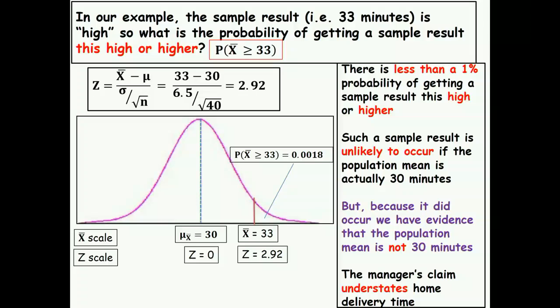He said 30 minutes, but probably it could be 32 minutes. Probably it could be 32.5. Probably it could be 33. So you don't accept his claim. You doubt the claim. He didn't tell the truth. Because we don't know the population mean.